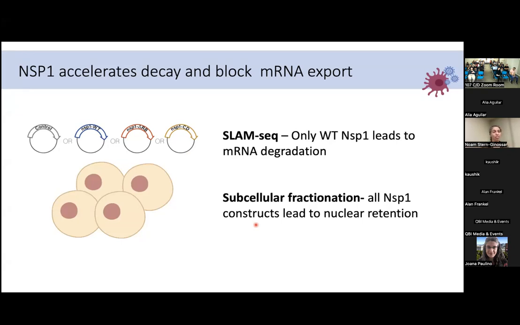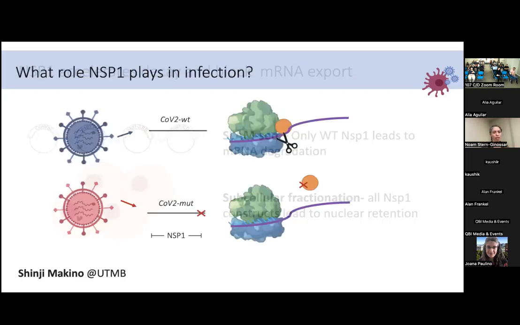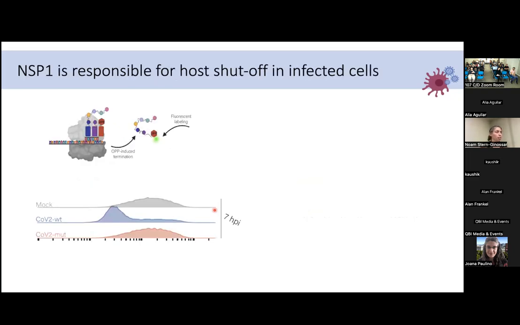Okay, so next we wanted to see what NSP1 is actually doing in infection, and we teamed up with the group of Shinji Makino that made for us a SARS-CoV-2 virus that has a deletion in these 10 amino acids, which prevents it from binding to the ribosome. So we took this mutant, infected Calu-3 cells, and first wanted to see what happens to host shutoff.